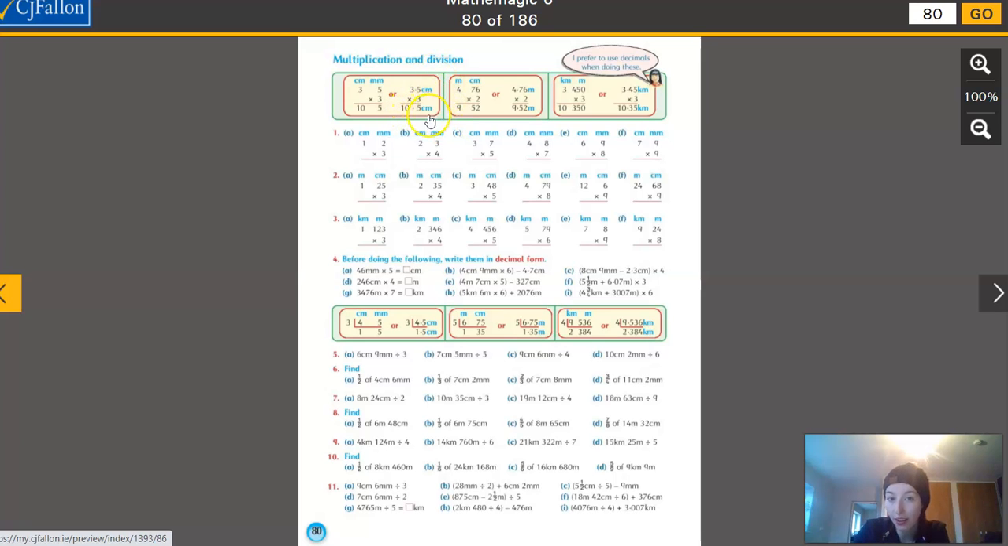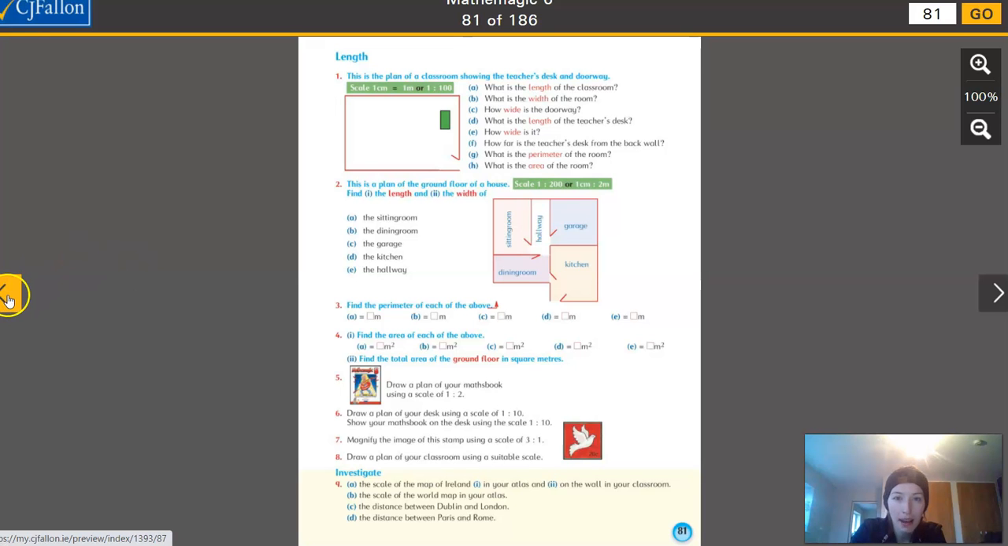Just be careful that you're answering it the right way, with the right unit of measurement underneath. Then we have this one, 4 meters, 76 centimeters multiplied by 2, which will give you 9 meters, 52 centimeters, or you can write it with your decimal point and put it into meters. Same here with the kilometers and the meters, and your answer is going to be 10.35 kilometers or 10 kilometers, 350 meters. So the multiplication is fine. Oh, sorry. Just go back a page.